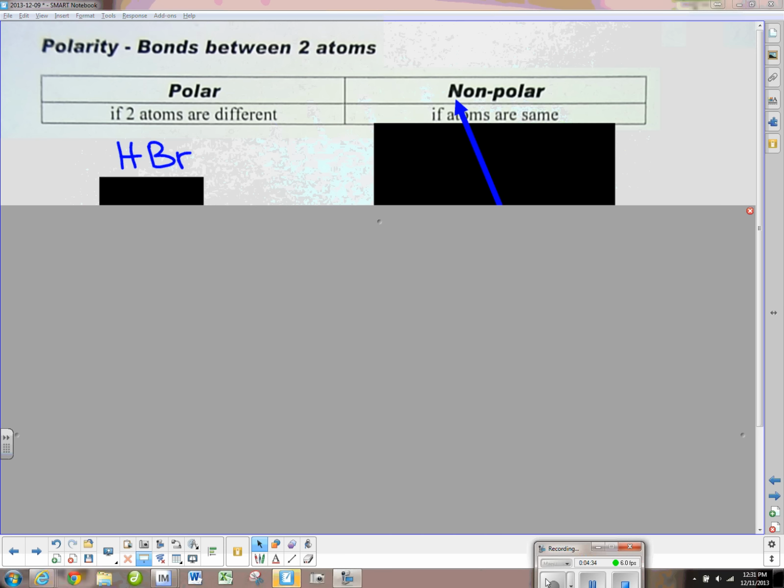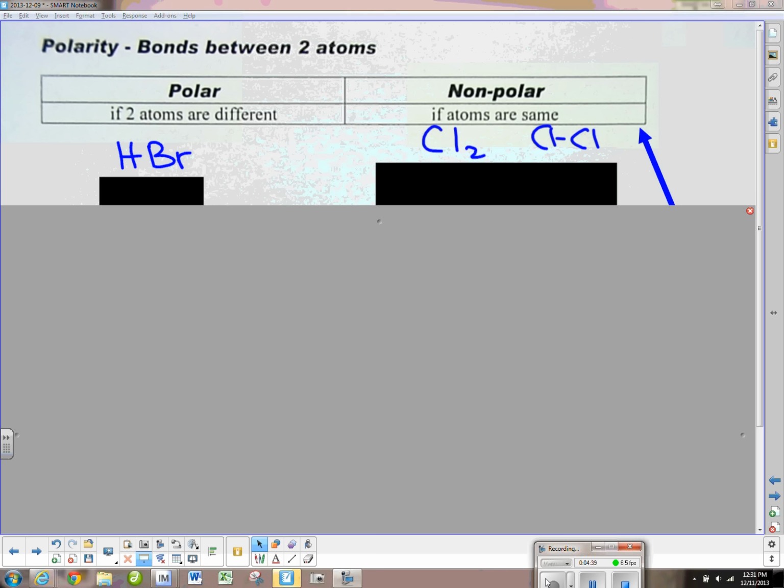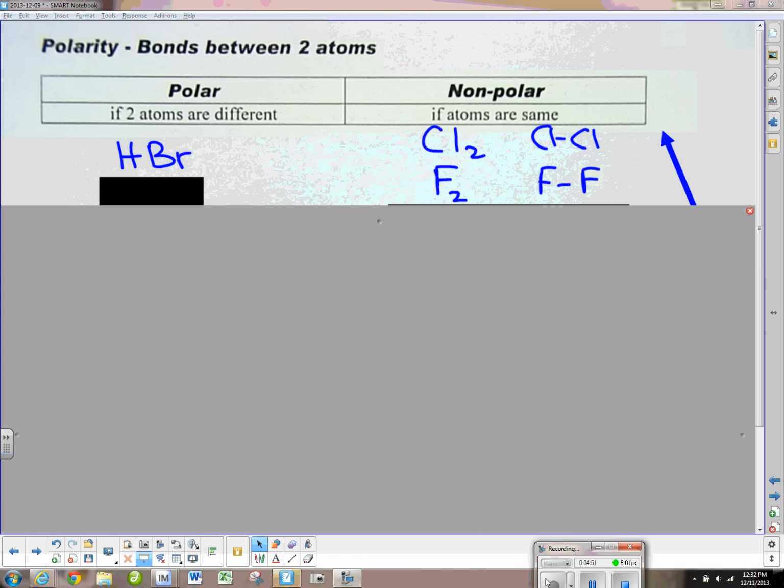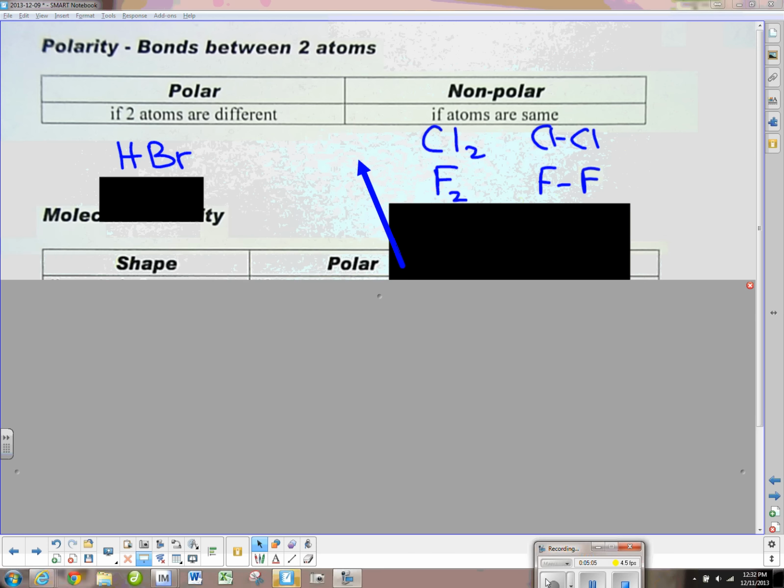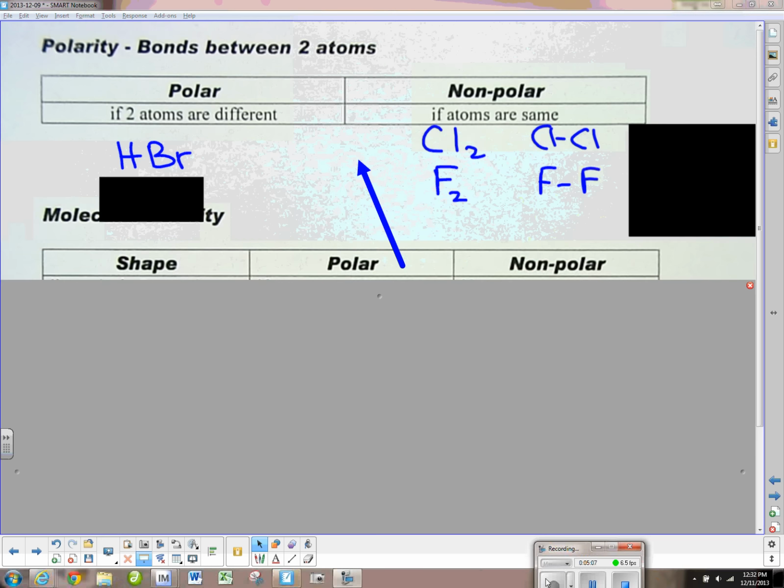Now nonpolar is if the atoms are the same, and I gave you examples in the last part, but let's do a couple again. If I did chlorine, since the chlorines are both the same, this molecule is going to be nonpolar. And fluorine comes around in pairs like this, and so each fluorine has the same electronegativity, so this too would be nonpolar. So let's move on now and go to shapes and molecules.